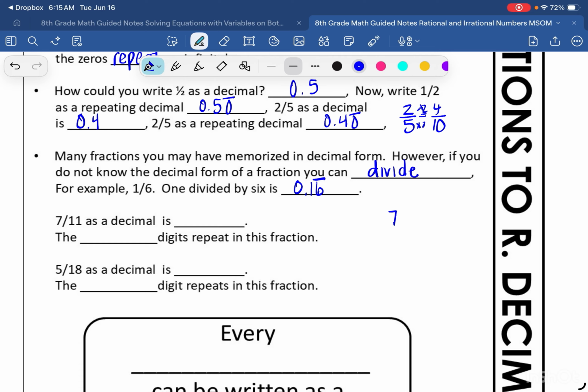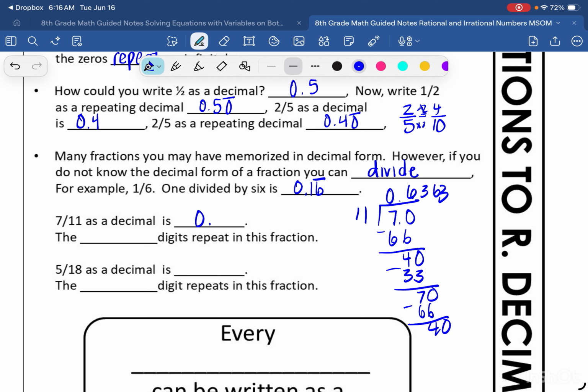7/11 as a decimal is, let's divide it. So 7 divided by 11. 11 goes into 7 0 times. 11 goes into 70 6 times. So that's 66. Subtract, 4. Bring down the 0. 11 goes into 40 3 times. 11 times 3 is 33. 40 minus 33 is 7. Bring down the 0. I get 70 again. I'm just going to keep going here, and you can see it's going to repeat. So 7/11 as a decimal is 0.63, and then the 63 will repeat.